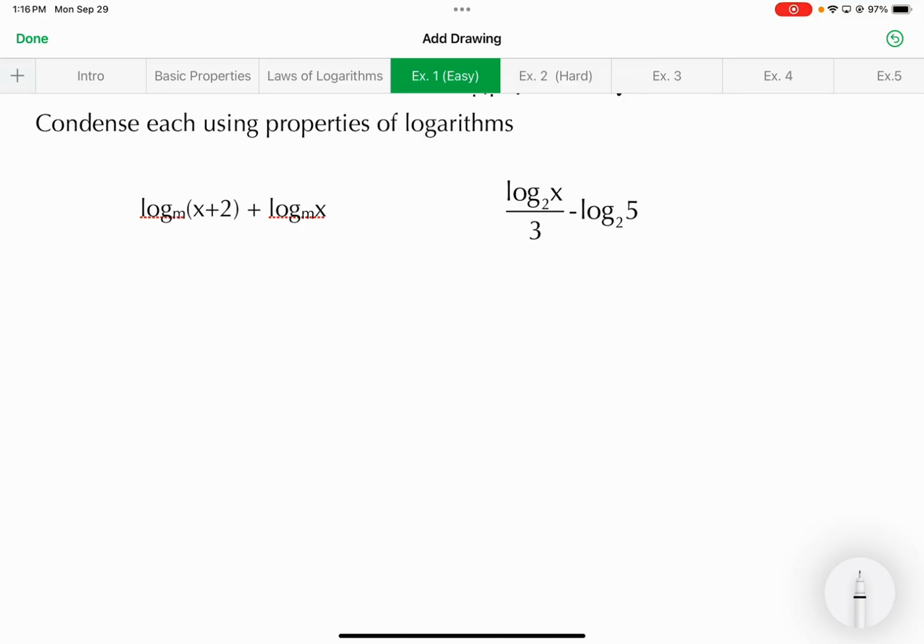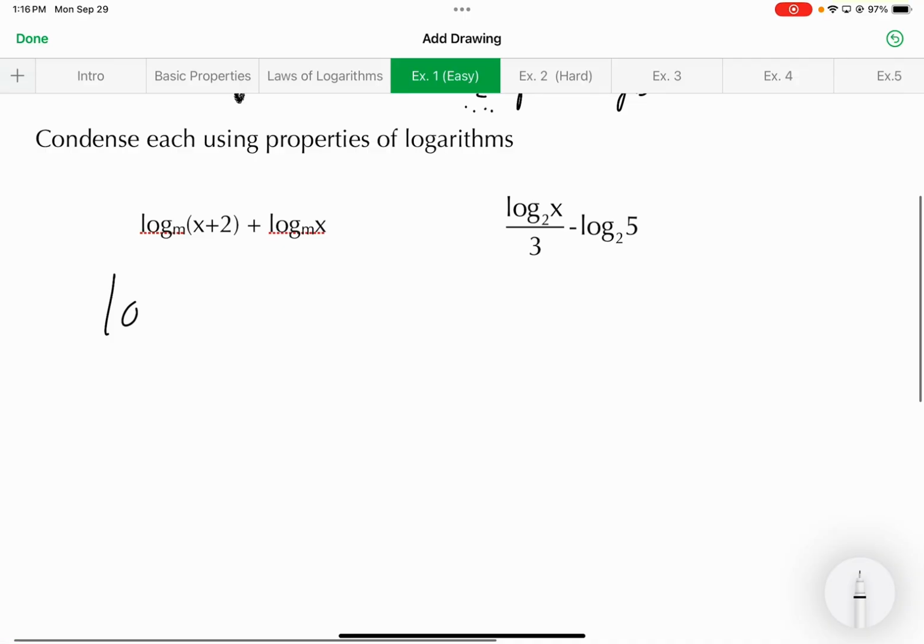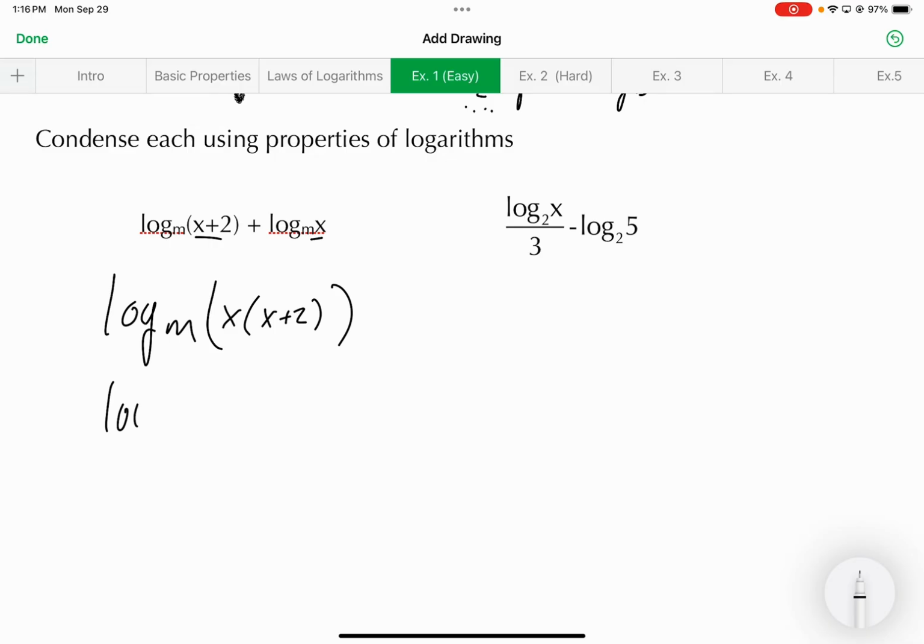So here's how that looks. Log base m, and then I just need to multiply the two things inside the log. So I'm going to first write it as x times x plus 2. That's sufficient. If I want, I can distribute, make it x squared plus 2x.